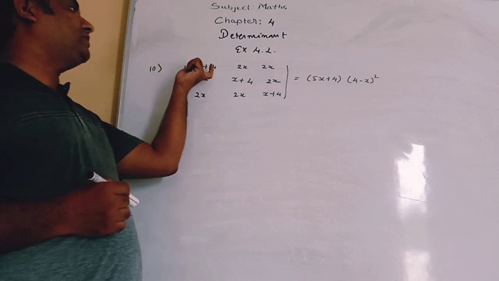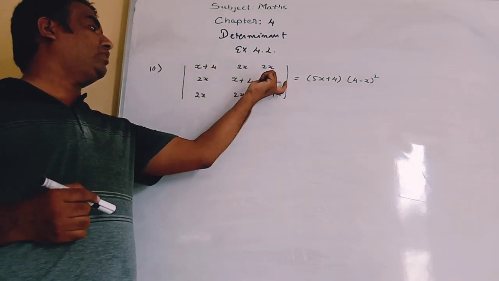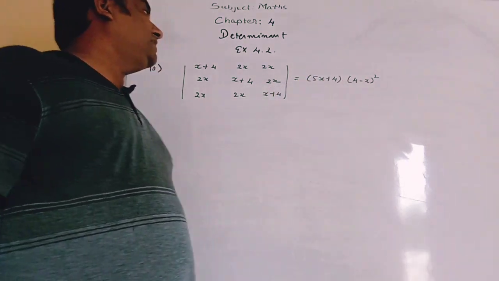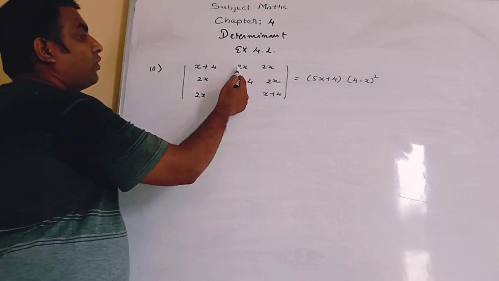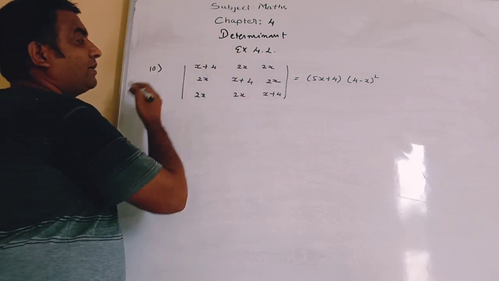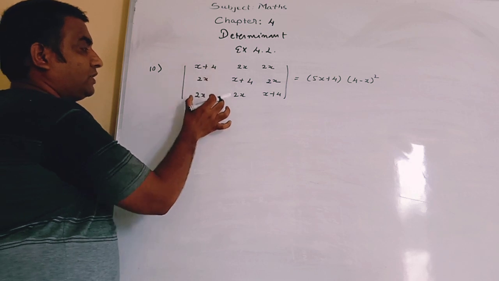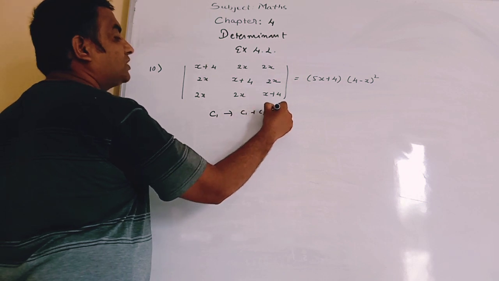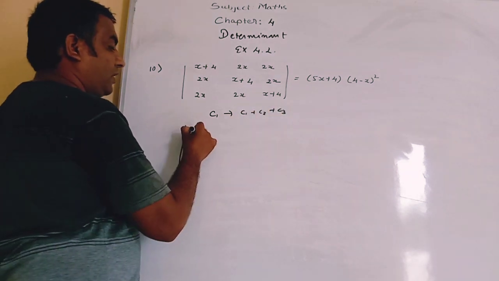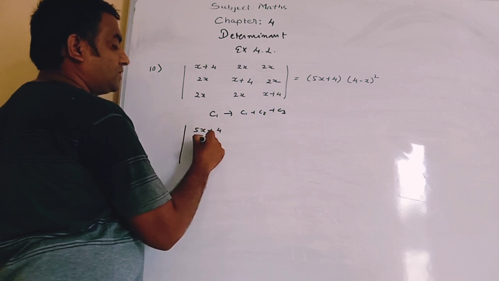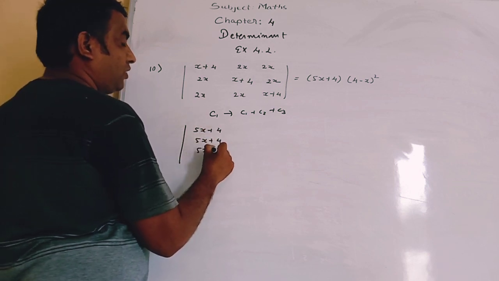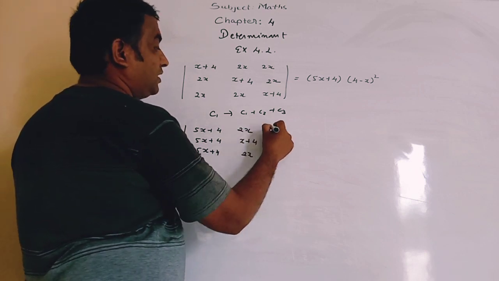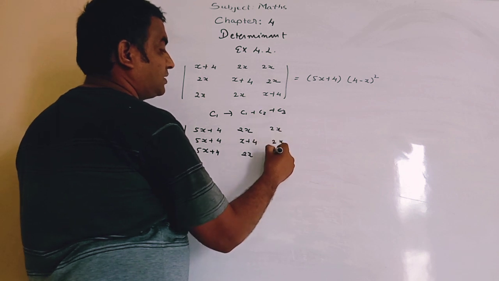Next we have the determinant x plus 4, 2x, 2x; 2x, x plus 4, 2x; 2x, 2x, x plus 4. We have to prove that it equals 5x plus 4 into 4 minus x whole square. So we can see 2 plus 2 plus 4 plus 1, 5x means all the three columns we add, we get 5x plus 4, 5x plus 4, 5x plus 4. So we apply C1 transform into C1 plus C2 plus C3. Then first column we have 5x plus 4, 5x plus 4, 5x plus 4. Another two columns 2x, x plus 4, 2x; 2x, 2x, x plus 4.